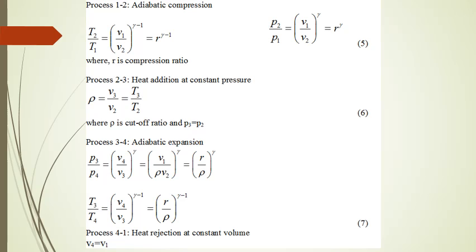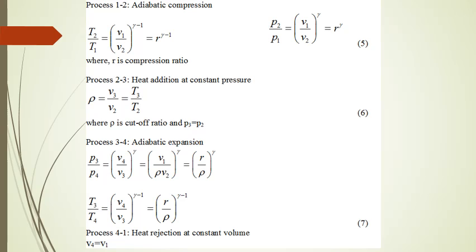Heat addition is taking place at constant pressure, and here we introduce a new term which is known as cutoff ratio, which is an important parameter in the determination of air standard efficiency of diesel cycle. And this cutoff ratio is nothing but the ratio of the volume after heat addition and before heat addition. So V3 upon V2, and that is also equal to T3 upon T2 because pressure remains constant.